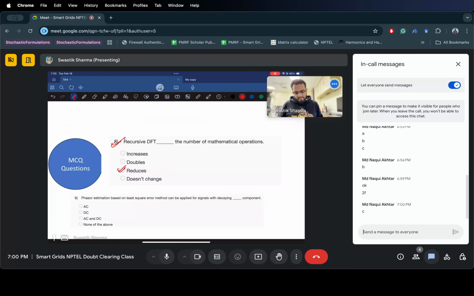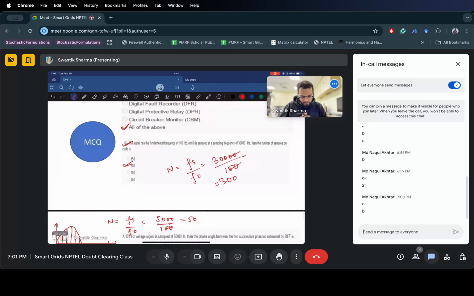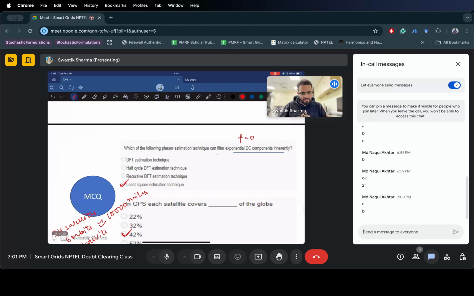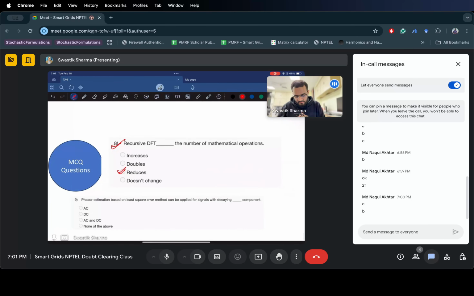Last, phasor estimation based on least square method can be applied for signals with decaying dash component. We covered a question with this, right? So it's just the answer to that question. Yeah, it can filter exponential DC components, so with decaying DC components.